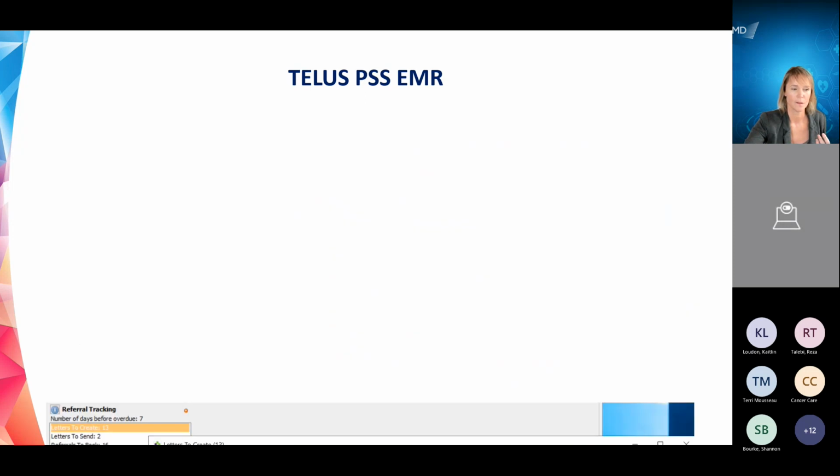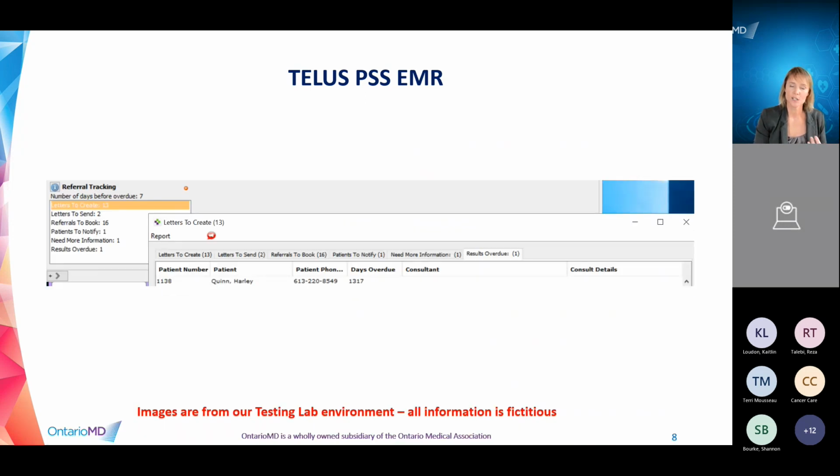There is the referral tracking widget that's available on the main dashboard as well. And basically what this is going to do is show you letters that you have to create, letters to send, all the way through to results that are overdue. And then you could use a search or a toolbar button to search for pending tests and consults. And that's a very high level overview.